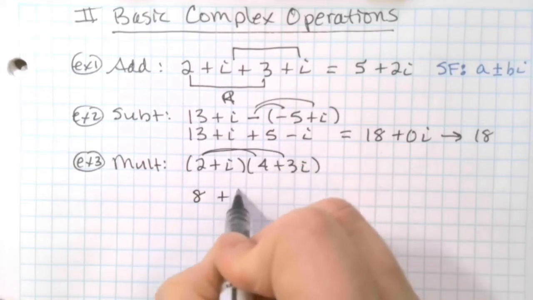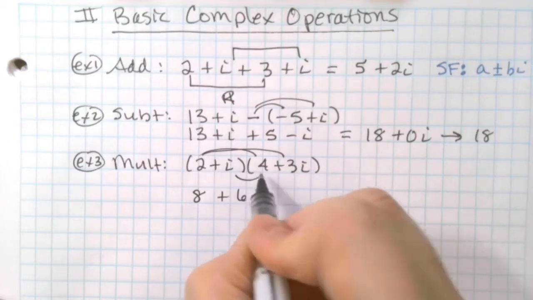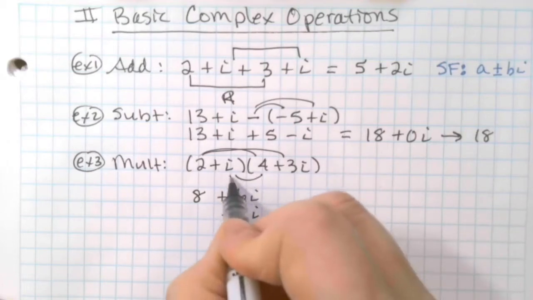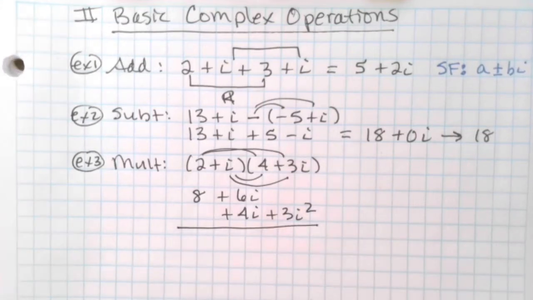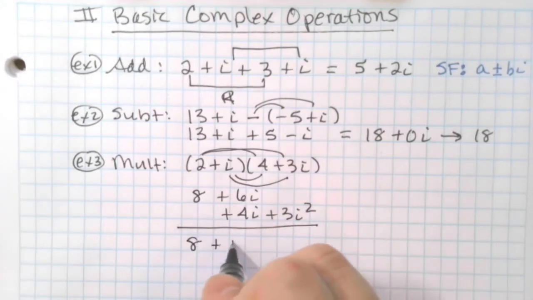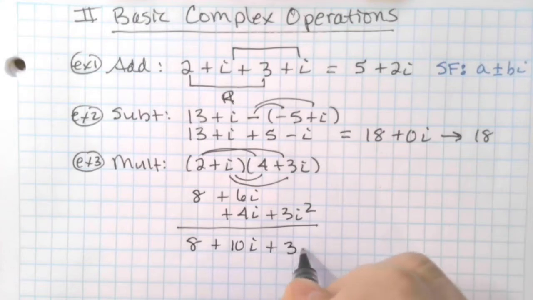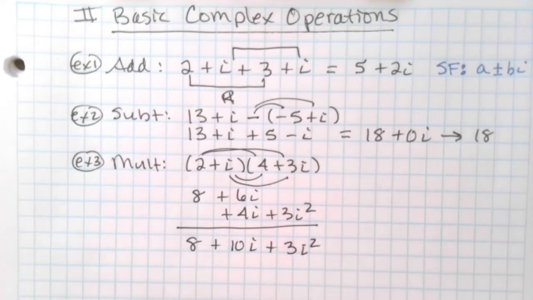2 times 3i is 6i. i times 4 is 4i. i times 3i is 3i squared. Add like terms. So 8 plus 10i plus 3i squared.